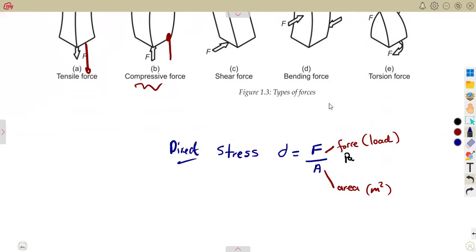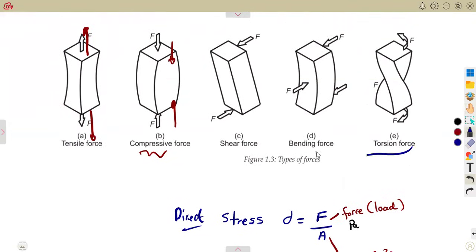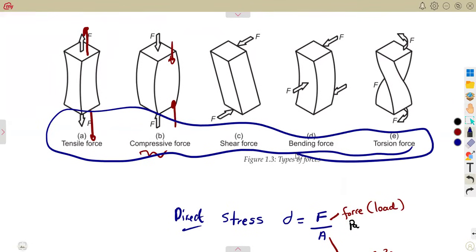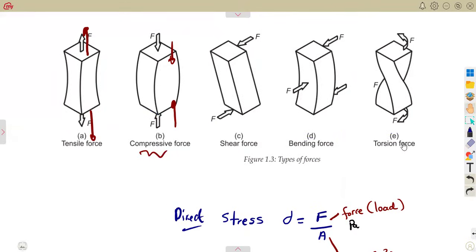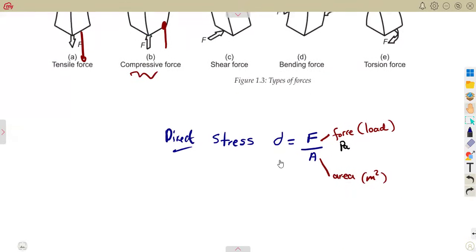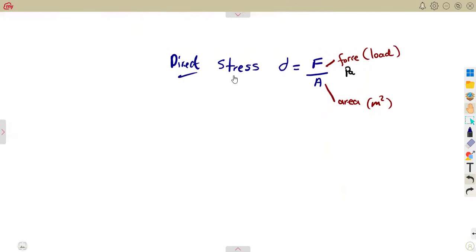So like I said, the type is determined from the type of force that is being applied. That is the one that is going to affect the stress that we have. So talking of the compressive force, we're going to talk of the compressive stress. We're going to talk of the tensile stress, the compressive, the shear, the crushing stress, depending on the force that is being applied.